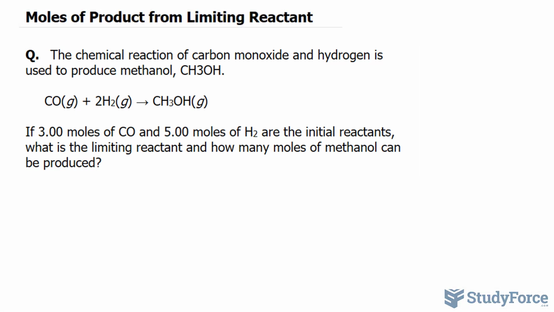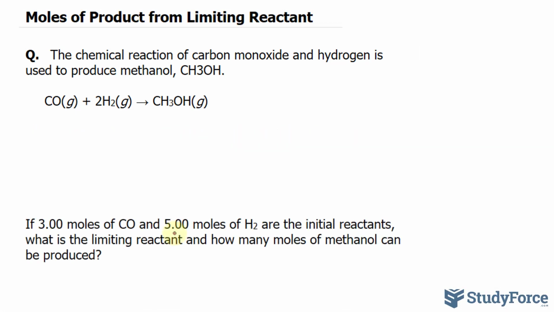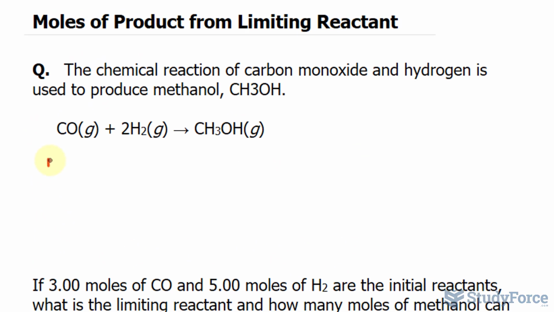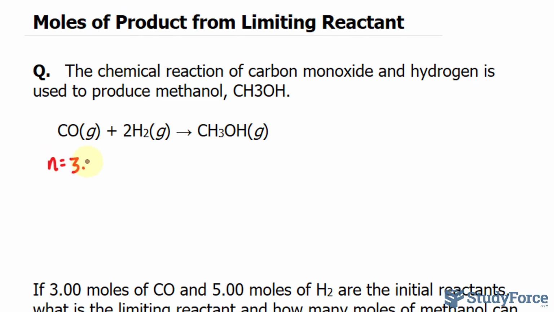Let's begin by organizing our work. We're told in the question that the amount of moles of CO is 3.00. So I'll write down n is equal to 3.00 moles. And the amount of moles of H2 is 5.00. From this, I want to calculate the number of moles of product from each reactant, and I'm going to discuss why.